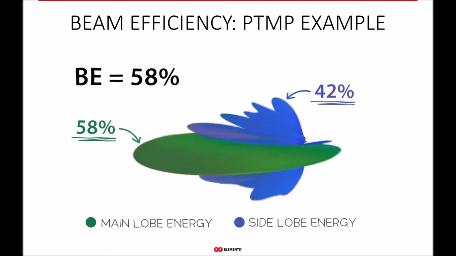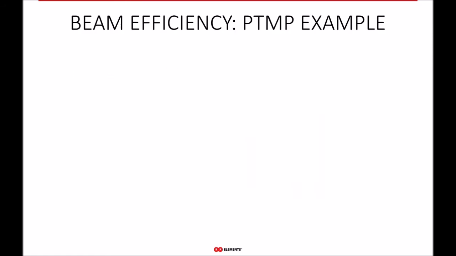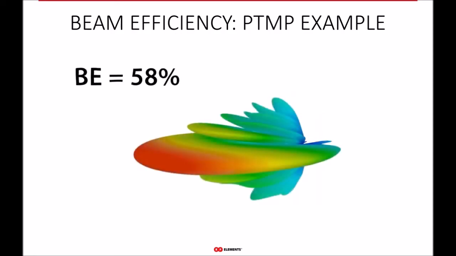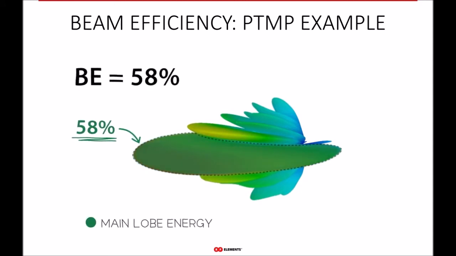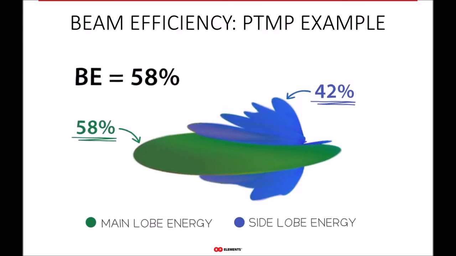So beam efficiency includes all the side lobes of an antenna, not just one or a slice of the radiation pattern, but the whole package, the full 3D radiation data, unlike front-to-back ratio or other side lobe parameters you might know about.